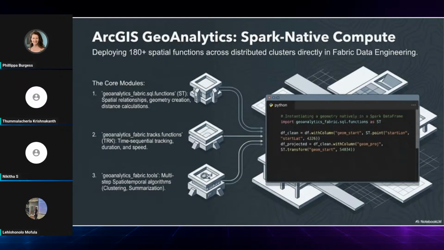You've got geoanalytics_fabric.tracks.functions. That's the TRK. That's time sequencing, tracking, duration, and speed. And you've got geoanalytics_fabric.tools. That's multi-step spatial temporal algorithms for clustering and summarization.